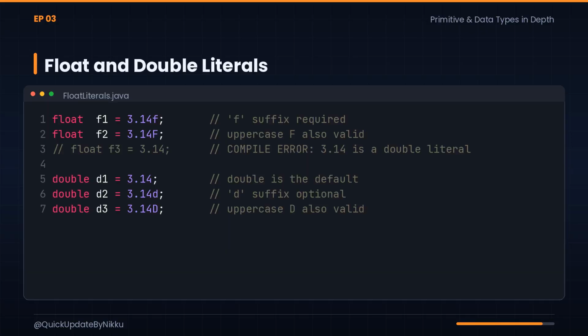Any decimal literal without a suffix is a double by default. Assigning it directly to a float is a compile error because the compiler will not silently narrow a double down to a float. That narrowing loses precision and must be explicit. Either add the lowercase or uppercase f suffix, or use an explicit cast. For double, the d suffix is optional but accepted in both cases.